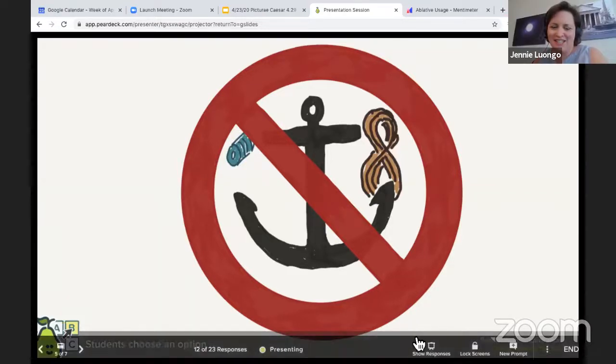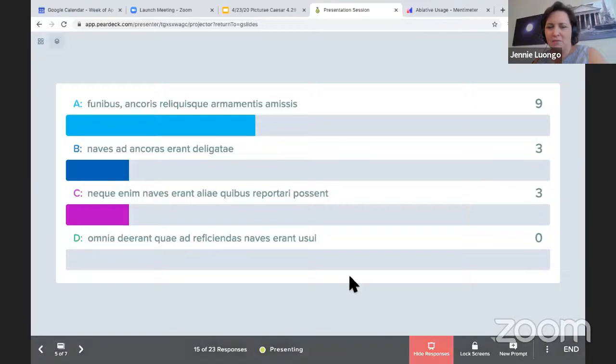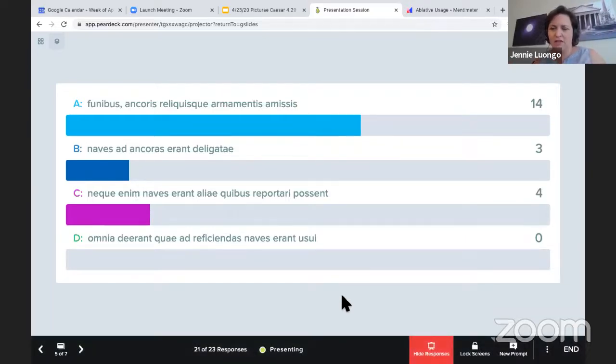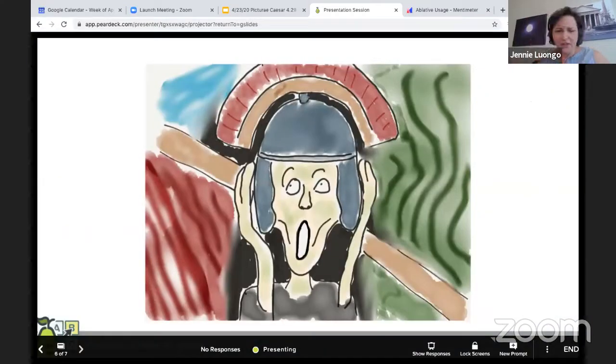So we'll give them another minute or so. Okay, so funibus ancoris reliquis armamentis amissis. We talked about that ablative absolute earlier in the live stream. So with their ropes, anchors, and the rest of their rigging, tackle, lost, I think is probably what you were going for with the Xing out. And the ships had been tied to anchors. Of course, there are no ships being tied to anchors right there because there are no anchors, right? No, I saw the line. Okay.